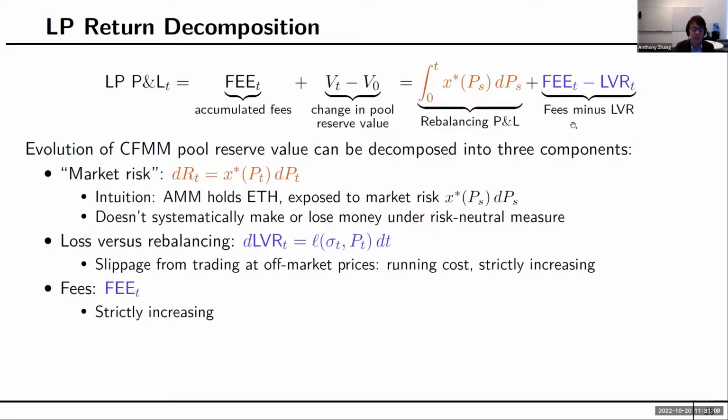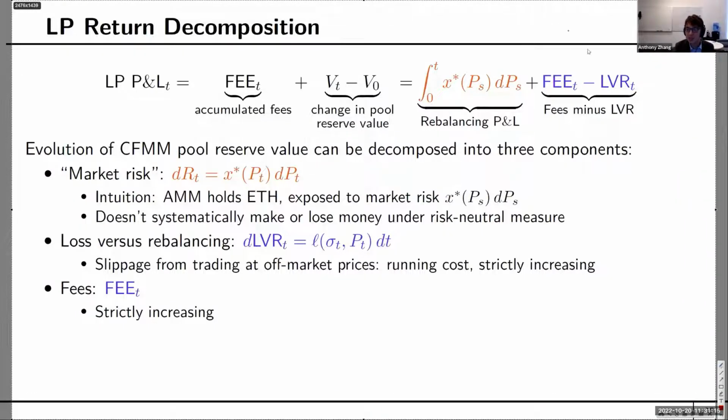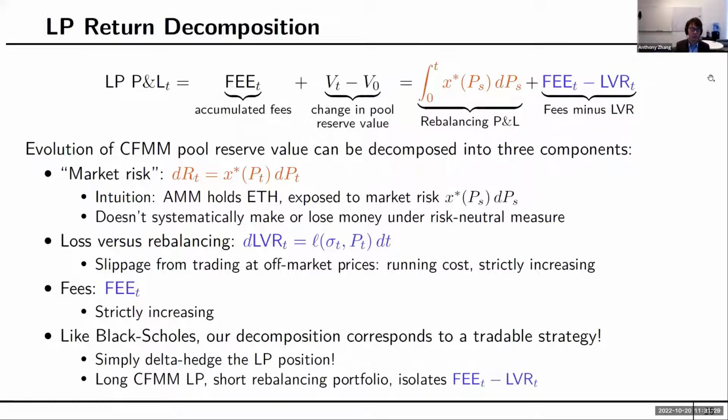In the end, once you run the strategy, which shorts the rebalancing strategy and delta hedges the pool, you're basically collecting fees in exchange for suffering slippage losses, right? And so whether this is a good deal or not depends on whether you collect enough fees to compensate for the loss versus rebalancing, the losses from slippage to arbitrageurs. And so that's how the result of our paper allows us to decompose how valuable it is to LP for an AMM into these three components: the delta hedging component, the rebalancing strategy, and then after you delta hedge that pool, you're left with fees versus slippage losses.